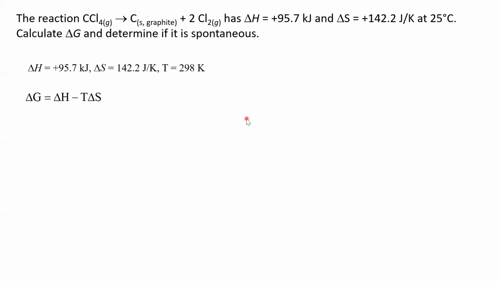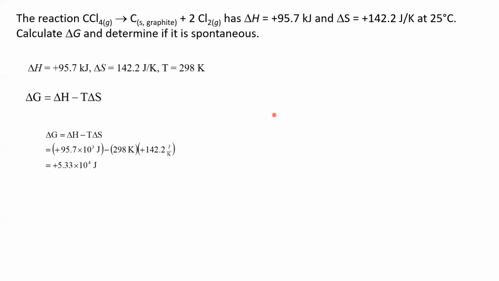Now go ahead and do that, but look at your units and be super careful with your units. This is kilojoules. This is only joules. So multiply this number by 1,000 so that your units are consistent. See if you can calculate delta G and then figure out what that delta G value actually means.